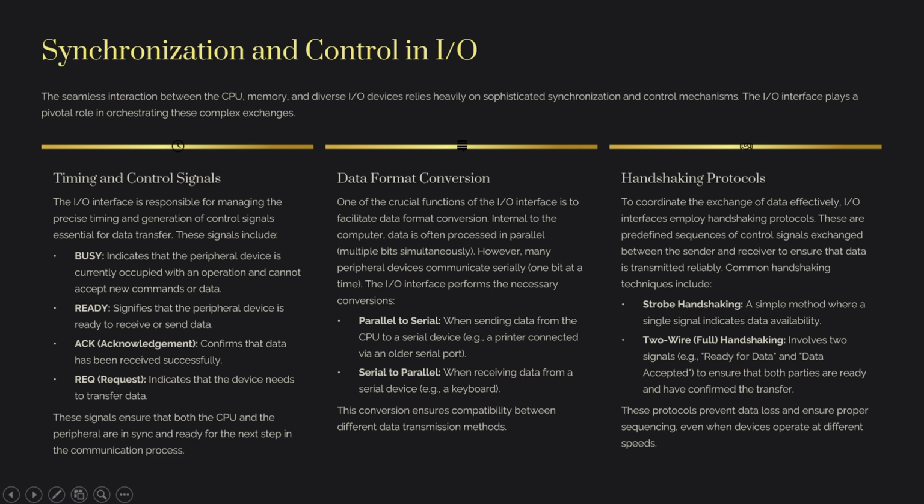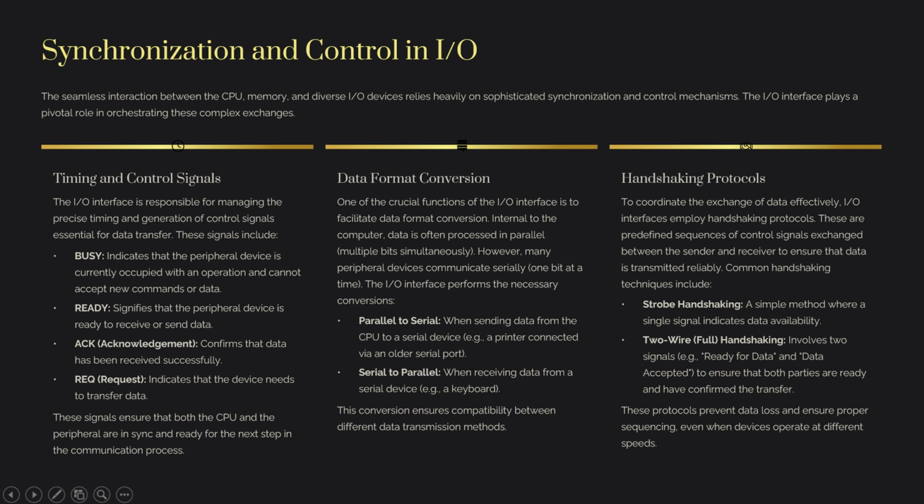All right. Looking at synchronization and control in input and output devices. Synchronization and control in input and output systems are essential for coordinating data transfer between the CPU, memory, and input and output devices. This function ensures that the data is transferred efficiently, accurately, and without conflict or data loss. So we have synchronization. Synchronization ensures that the CPU and the input and output device operate at the right time with each other since they work at different speeds.